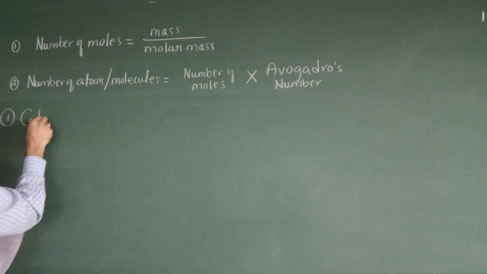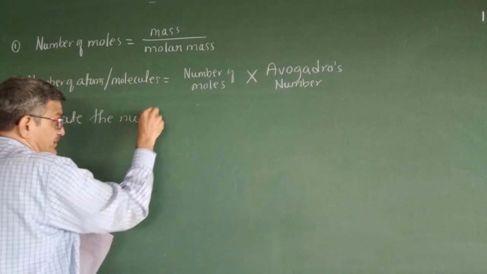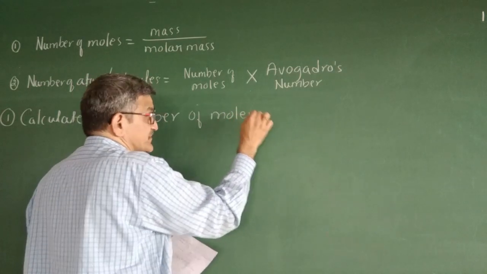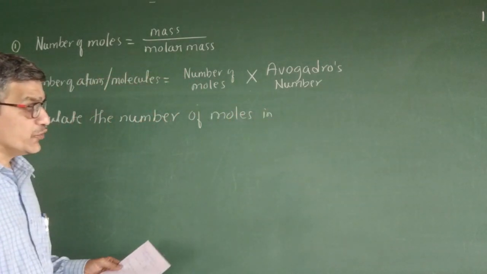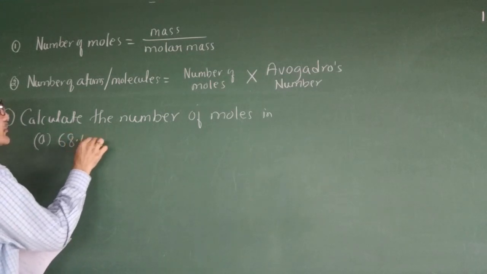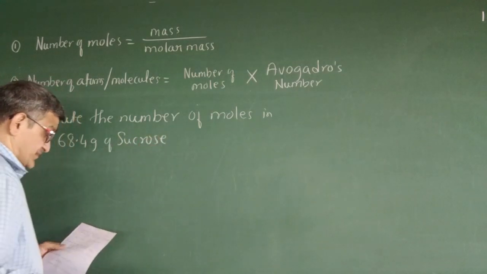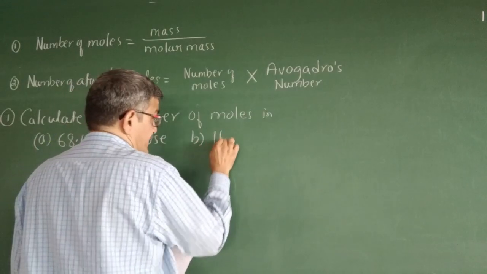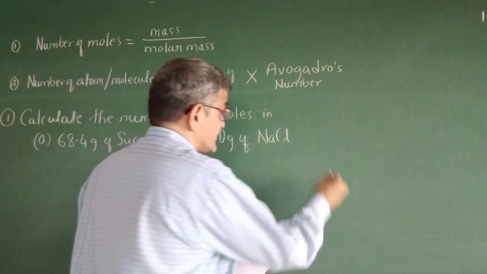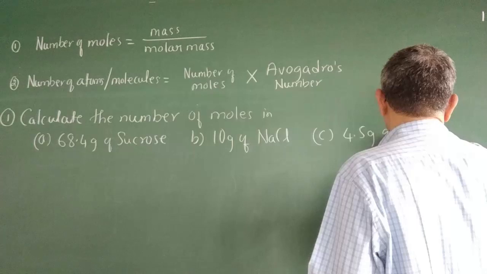First one, calculate the number of moles in A, 68.4 gram of sucrose, B, 10 gram of sodium chloride, C, 4.5 gram of water.